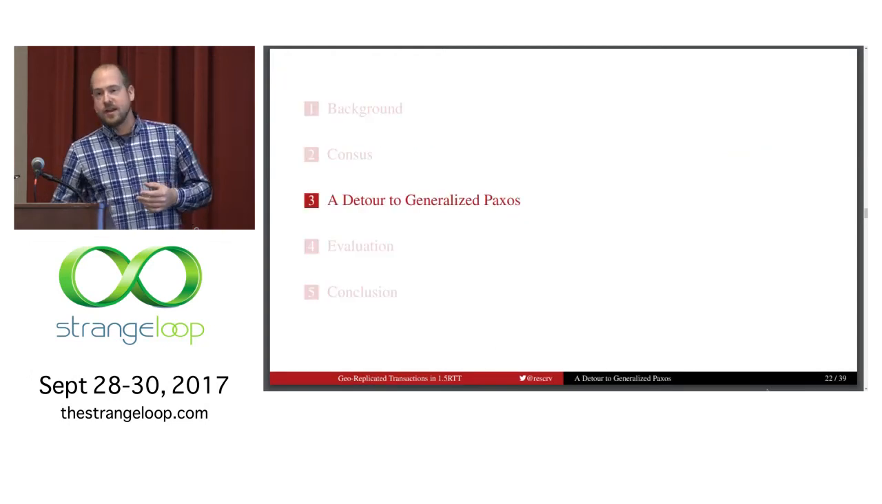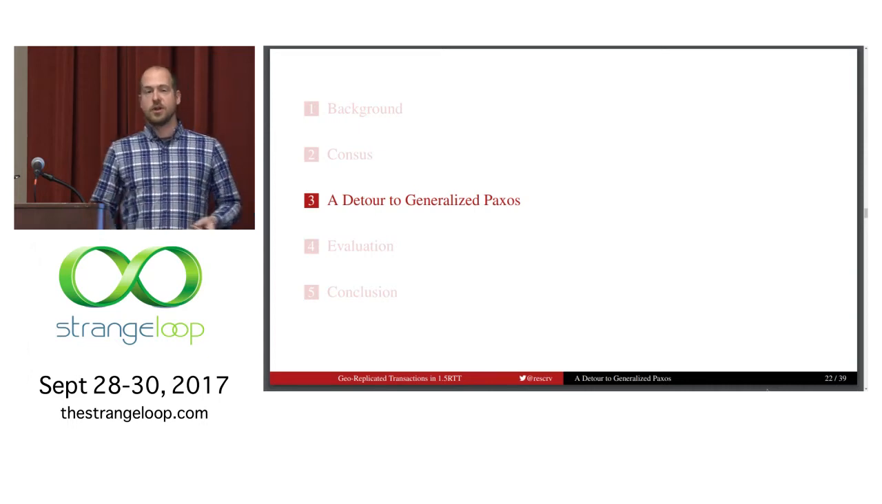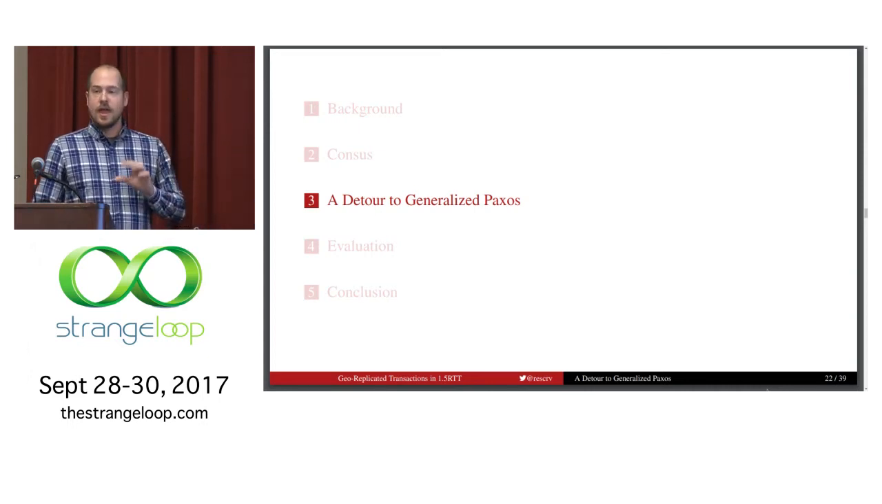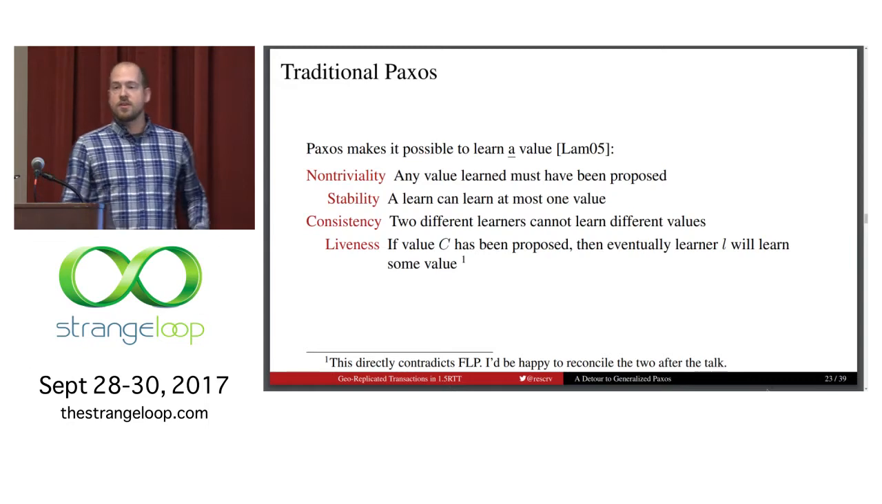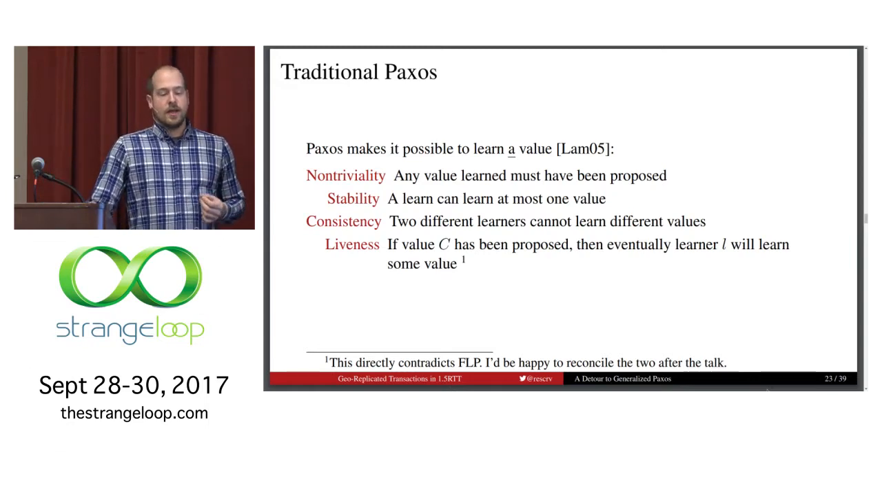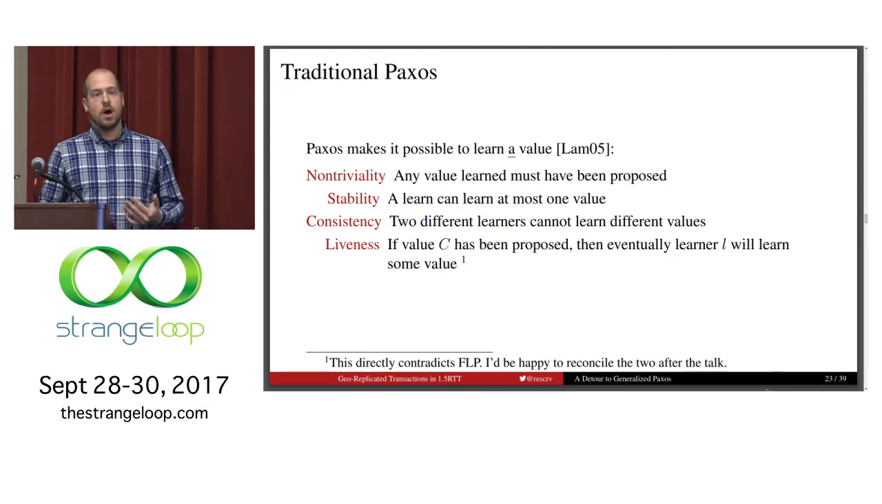So to do that, we're going to take a detour through generalized Paxos, and before generalized Paxos, we're actually going to talk about regular Paxos. And we'll see how we can use these protocols to achieve consensus in that one hop. So traditional Paxos makes it possible to learn a value. There are these different properties, and essentially these properties intuitively correspond to what you would want from a system that gives you very strong guarantees about learning a value in the face of failures.